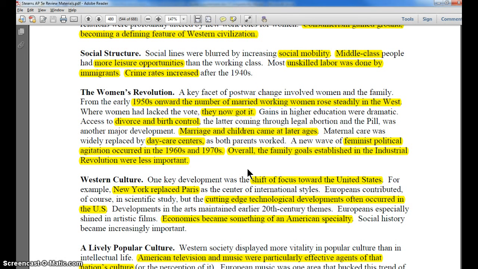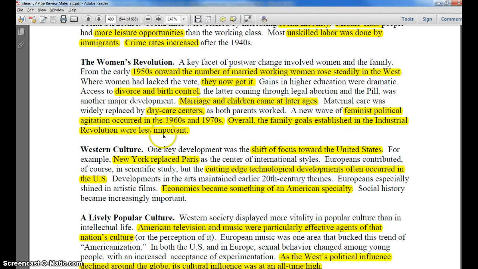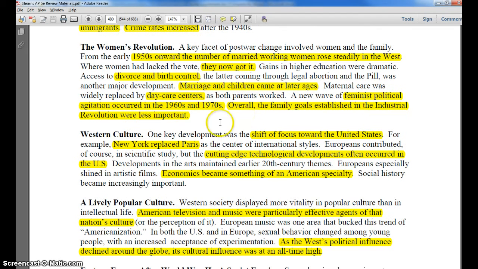They're getting married later. Daycare centers actually begin to have more of a presence. It would have been unheard of before for a woman to leave her child at a daycare center because she would have been at home, and now she's working, so she has daycare centers. There's new feminist waves throughout the 60s and 70s. And basically what we're going to see with the Industrial Revolution later is undone.